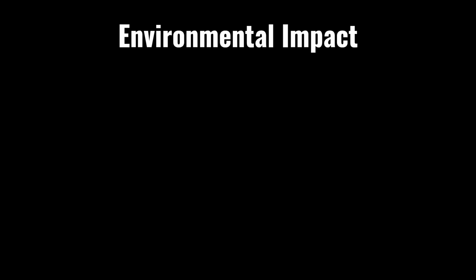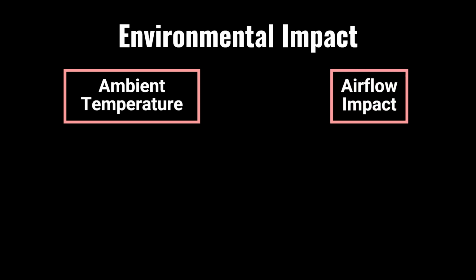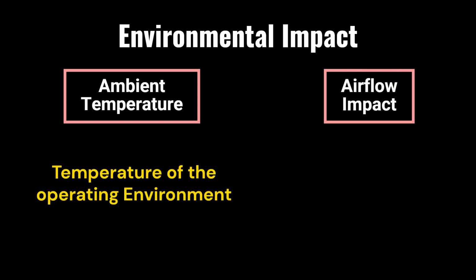Finally, our last topic for the day, environmental impact. Let's break this into two major parts, ambient temperature and airflow impact. The ambient temperature is the temperature of the environment where the PCB operates. Higher ambient temperatures reduce the trace's ability to dissipate heat, which can lead to overheating. For example, in a 25 degrees Celsius environment, a trace can safely carry more current than in a 60 degrees Celsius environment. Airflow impact can be further divided into two parts, static and dynamic.